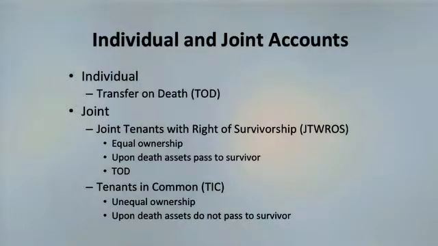Tenants in common. Unequal ownership. Upon death, assets do not pass to the survivor. I have a business partner. My business partner and I have a joint account. It's tenants in common, TIC. I put 30% of the money in the account. My business partner puts 70% of the money in the account. Unequal ownership. I own 30%. Business partner owns 70%. Business partner dies.